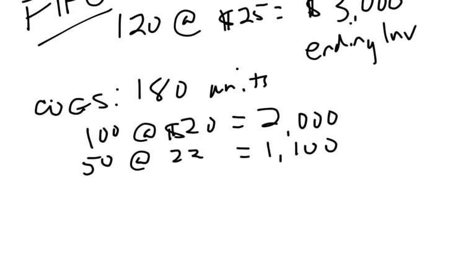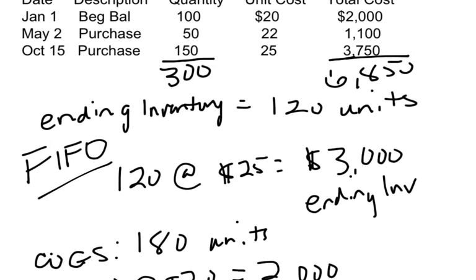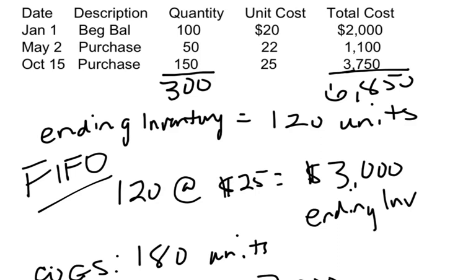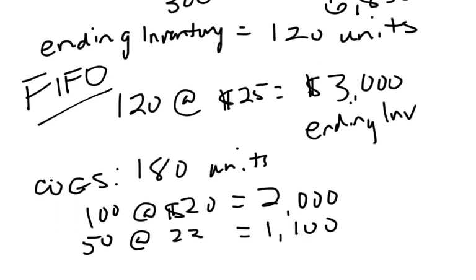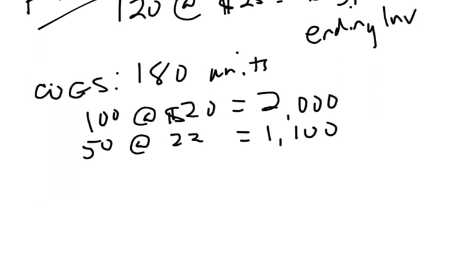But again, I don't have 180 yet, and we sold 180. I've got to account for them. So we've got one more level to choose from, the 150. But I only need 30 to get to the 180. So we would have 30 units at the $25 mark, and that's going to be a total of $750.